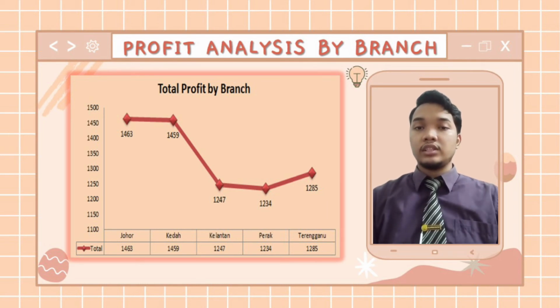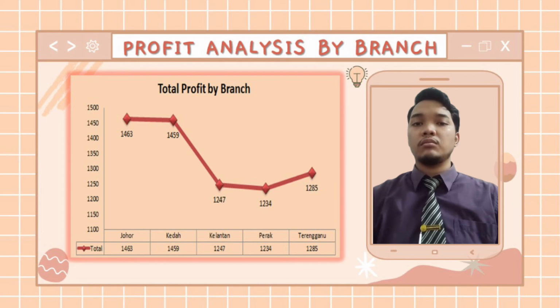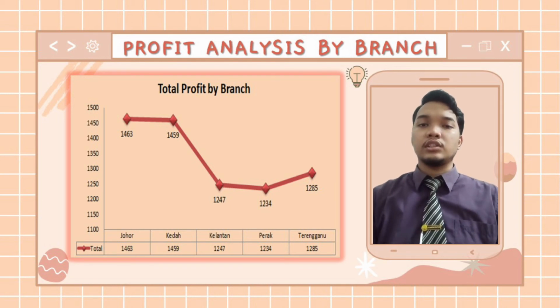Next, for the branch in Kedah, their total profit is RM 1,459. Their profit consistently increased for 2 periods, which are June and July, and November and December. They also had a consistent decrease in their profit for 2 months, which are April and May.